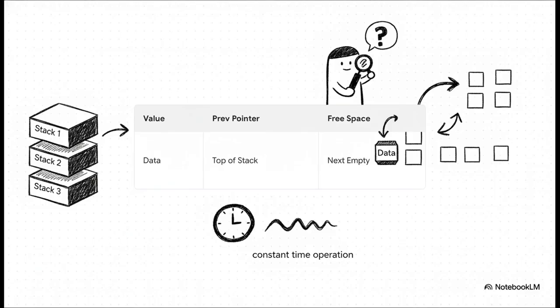Need to push an element to stack 1? You just ask the free list. Hey, got an empty slot? It hands you a random empty index. You drop your data in, point it back to the old top of stack 1, and update your top pointer. Pushing takes a slot off the free list. Popping gives it right back. No shifting required, and it all runs beautifully in constant time.